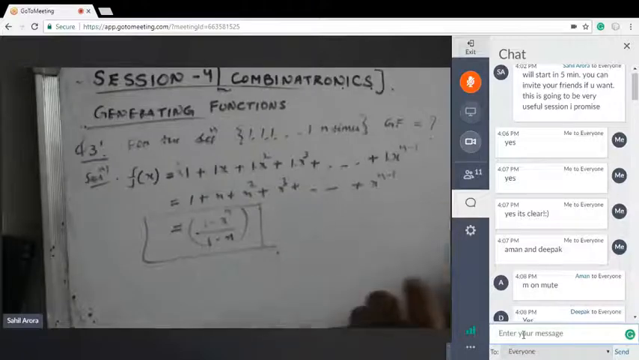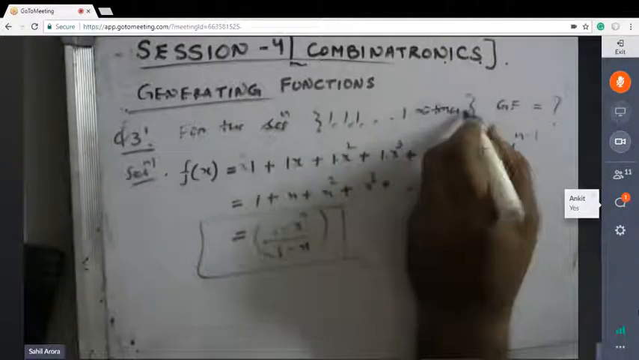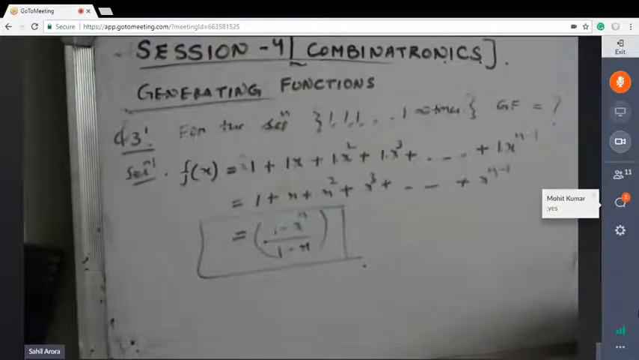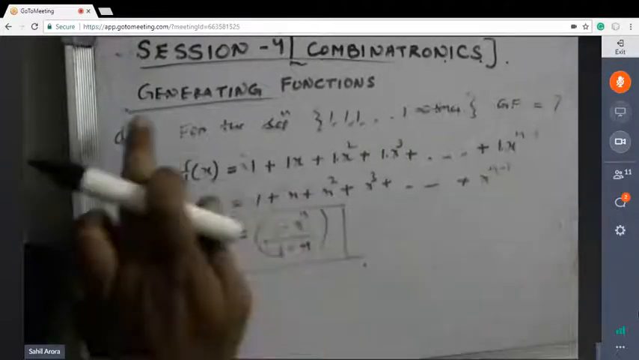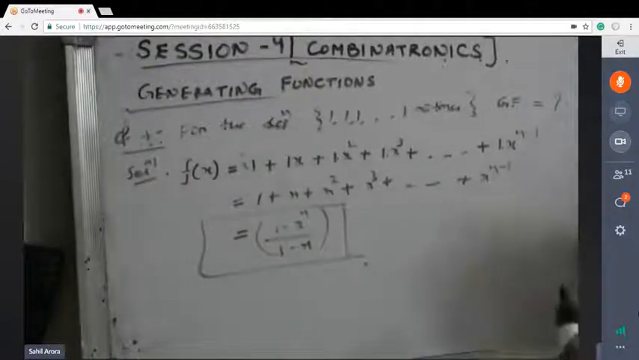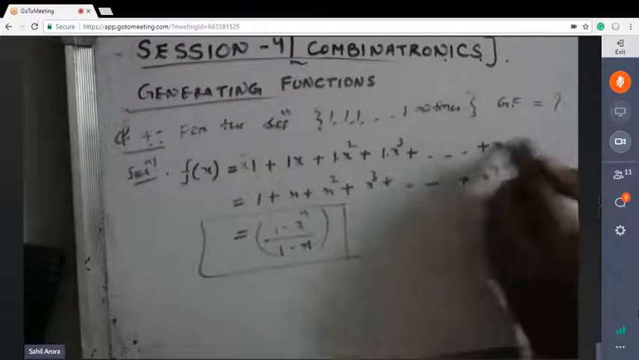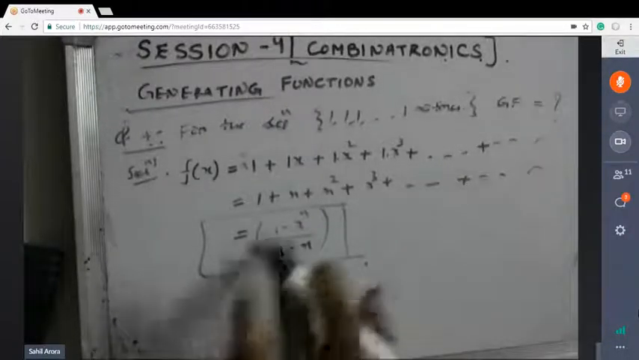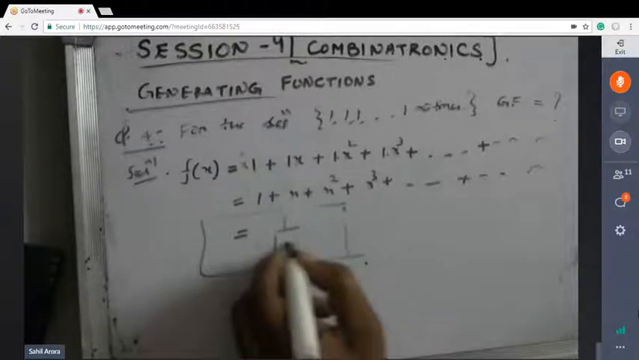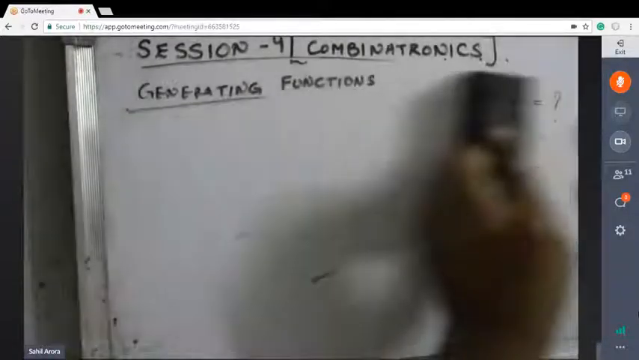Okay. Now let's modify this question a little bit to, let's say, infinite times. So this is question number 4. Again, the same. It will go up to infinite number of times. And we know the sum for the infinite number of times is nothing but 1 upon (1 - x). So the answer is 1 upon (1 - x). Simple idea. Yeah, actually your answer is right. 1 upon (1 - x). Simple. Now let's move over to the 5th question.